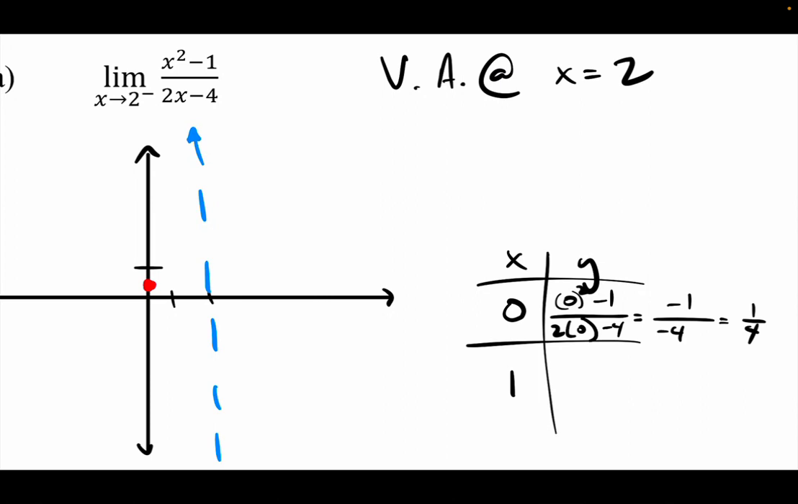So it's got two options. It can go straight up or it can go straight down. What's going to tell me that? The next dot. As I get closer, is it going down or is it going up? So the next one I'm going to plug in gets closer, 1. So 1 squared minus 1 over 2 times 1 minus 4. So 1 squared is 1, minus 1 is 0, and on the bottom I get -2. If you have 0 on top, it's always going to be 0.